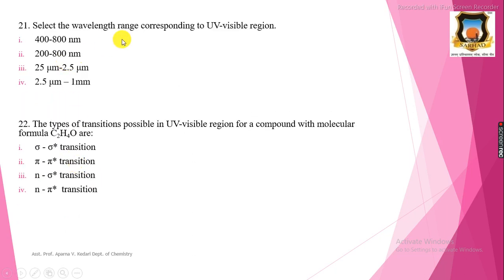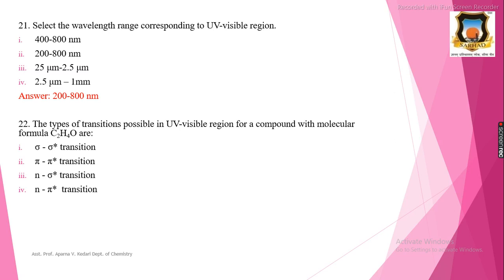Then next, select the wavelength range corresponding to the UV visible region. First option is 400 to 800 nanometer, 200 to 800 nanometer, 25 micrometer to 2.5 micrometer, then 2.5 micrometer to 1 millimeter, and the correct answer is 200 to 800 nanometer. This is the UV visible region in the electromagnetic spectrum.